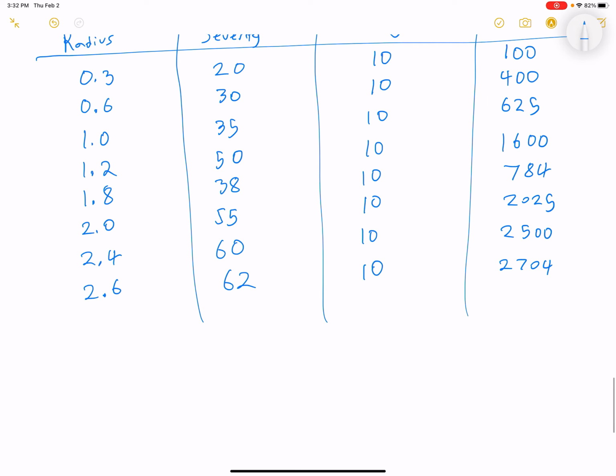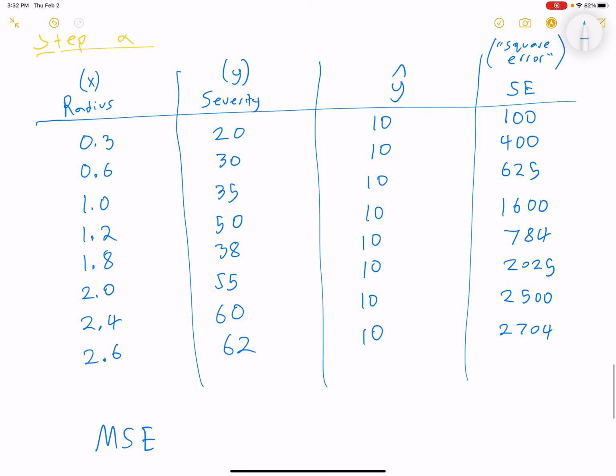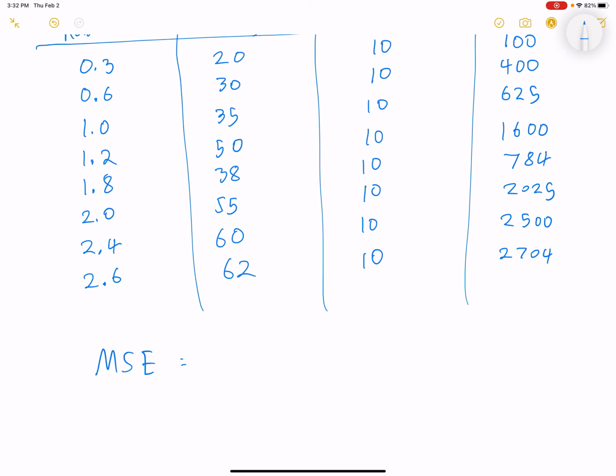And therefore our mean square error, going back to our equation of the mean of the squared error of point i. I'm just writing it differently, but it's the same thing, mean squared error, which if you calculate it out happens to be 1342.25.